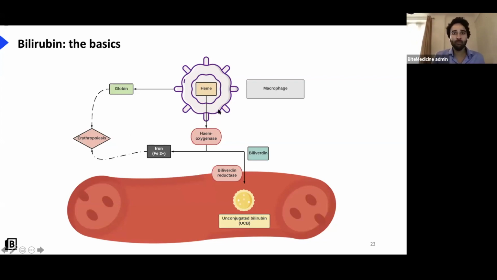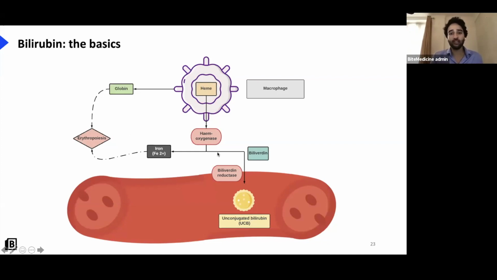So heme is broken down into two parts via the action of heme oxygenase. Firstly, we've got iron over here, and this iron, via the action of heme oxygenase, is formed, and then re-enters your circulation, and the iron is reused in erythropoiesis. Hopefully that makes sense, nice and easy.